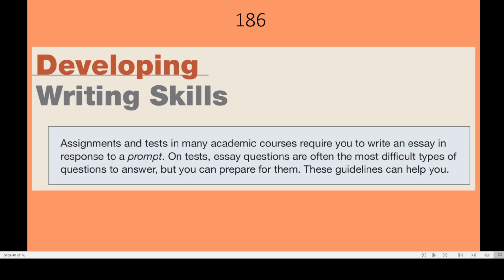So if we look at page 186, if you stop and read on 186, in assignments and tests, you write an essay or a paragraph, you respond to a prompt. So that's basically what they want you to write about.